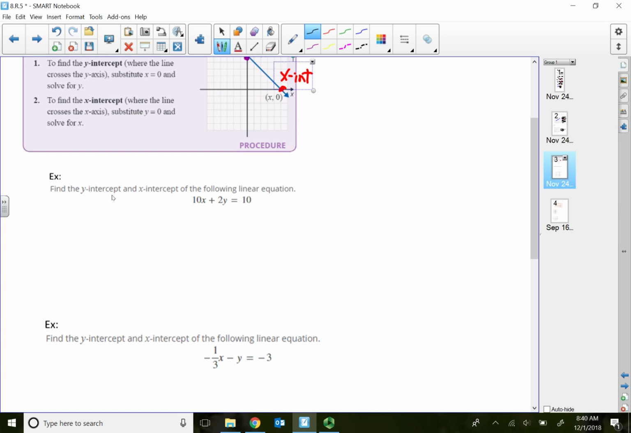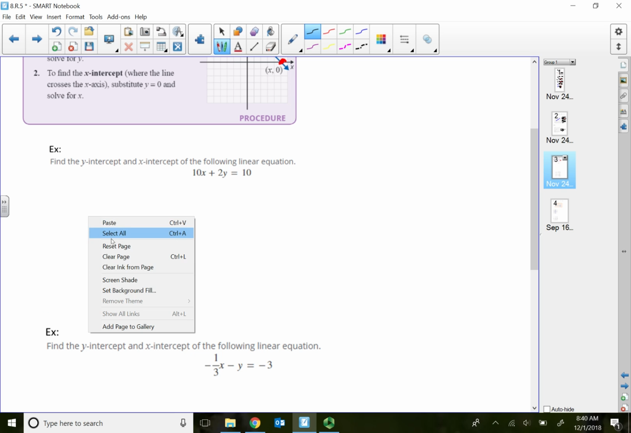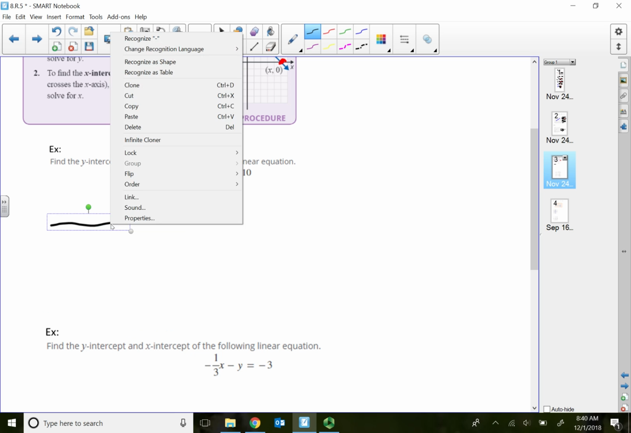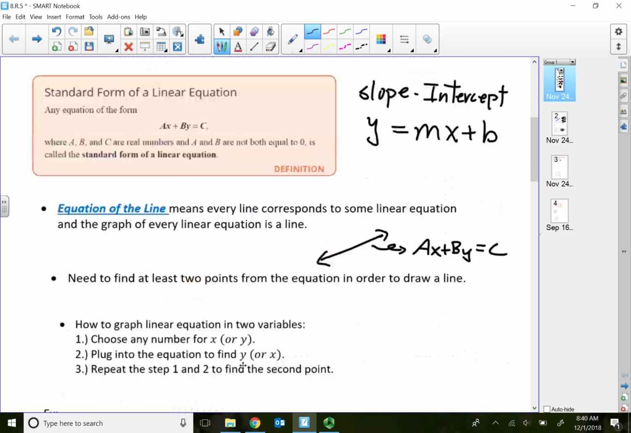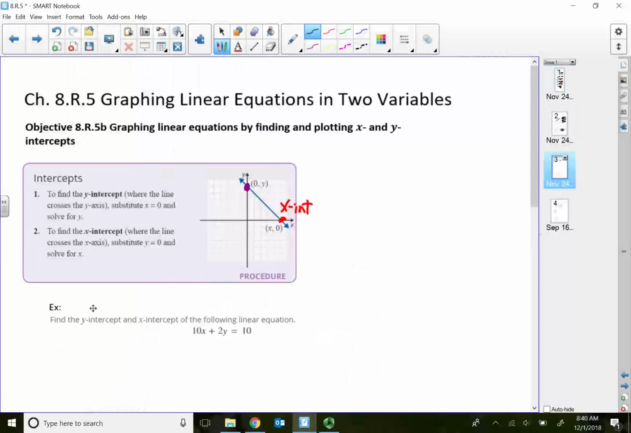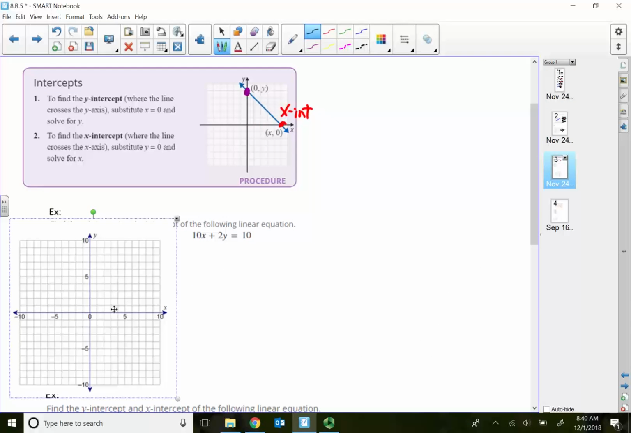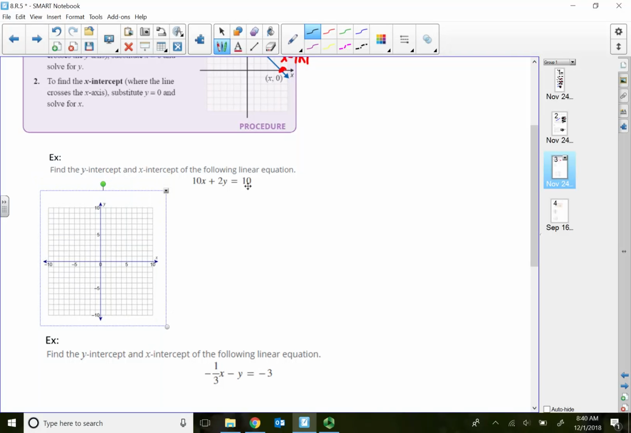So let's find the x and y intercept. In this particular example, I just need to find the x and y intercept, but at the same time I'm also going to graph this. I'm going to steal a graph real quick, and I'm going to graph it as well. Now, I'm going to show you how this works. Let's go ahead and find the x and y intercept first.